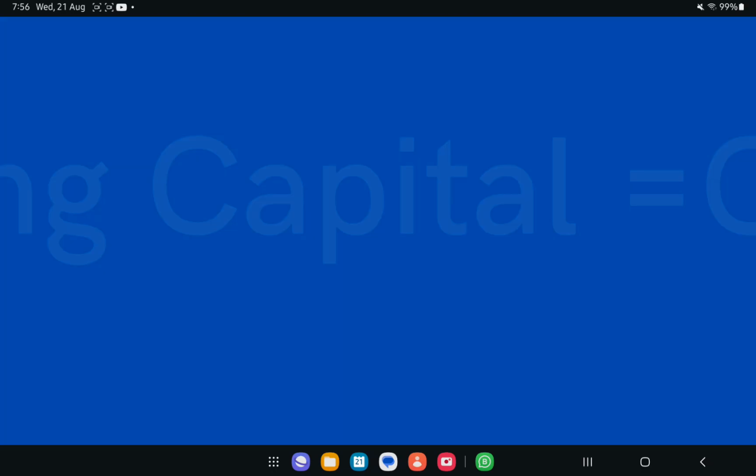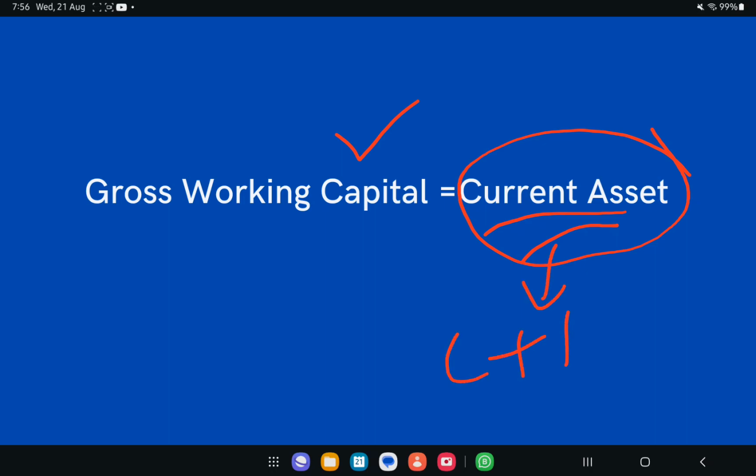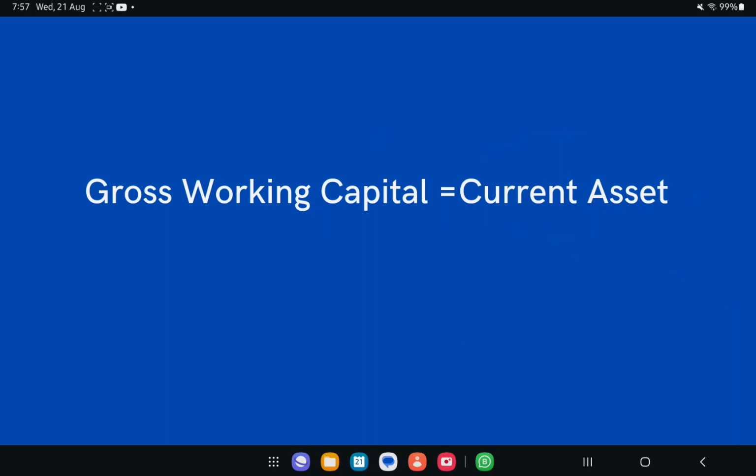First of all, the gross working capital concept. According to this concept, gross working capital is equal to the sum of current assets in the business. Okay, so this concept says that if we want to find working capital, we just need to get the sum of current assets, which are cash, receivables, inventory, and marketable securities. We have told before, when we take the sum of these current assets, we will get working capital.